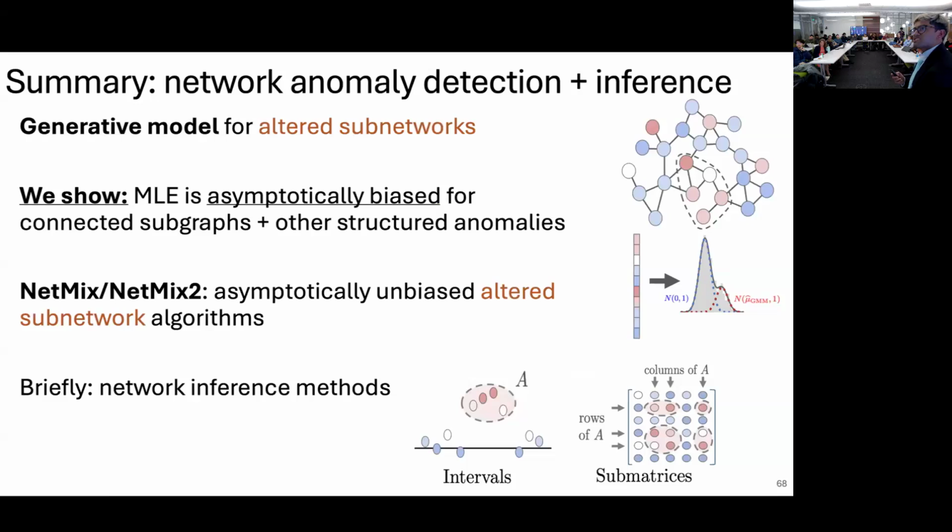And so finally, to summarize, in this line of work, we developed a generative model for altered subnetworks, and we showed that the MLE for finding these altered subnetworks is asymptotically biased for connected subgraphs and for other structured anomalies. We developed some asymptotically unbiased algorithms for finding these subnetworks. And more recently, I've also developed approaches for inferring these networks from data.